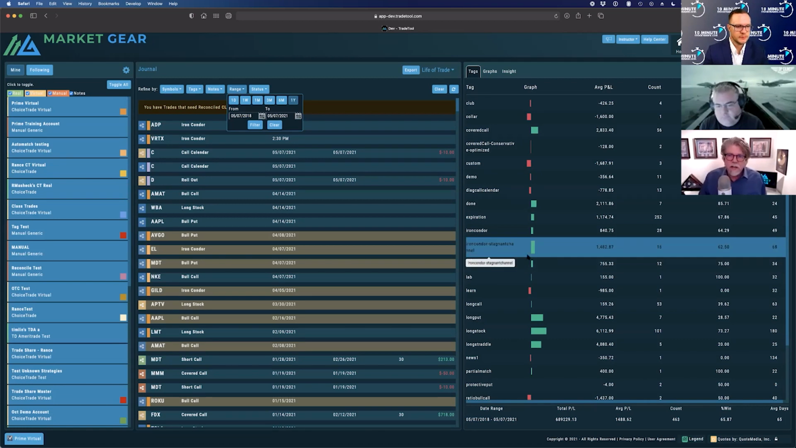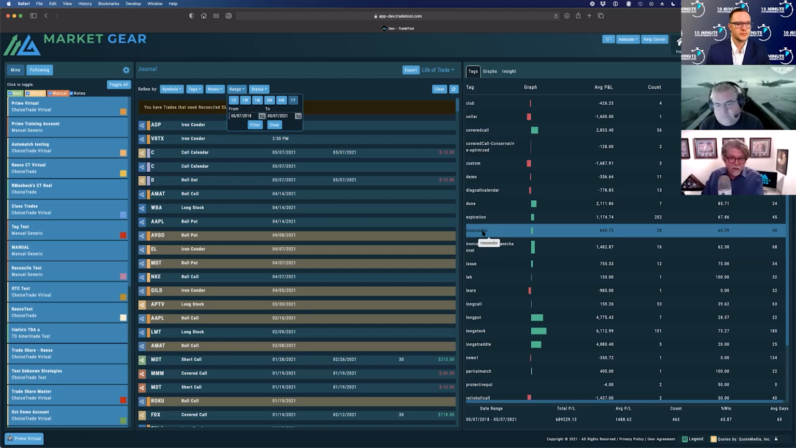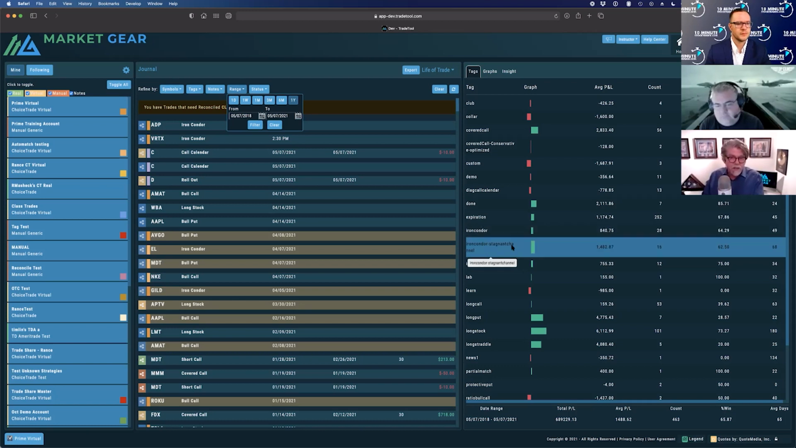Iron Condor stagnant channel, 16. Oh, that's the category. Trades, okay. Right. That's the category, right? From the scan. Specifically from the scan. Now, if you look at this, I've got my Iron Condor and I've got my Iron Condor stagnant channel.